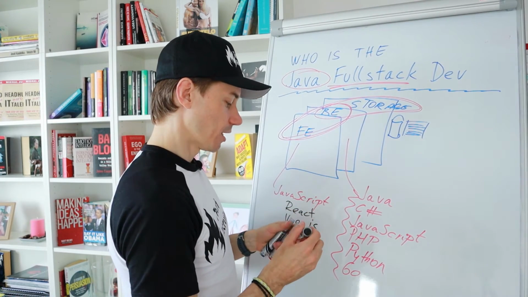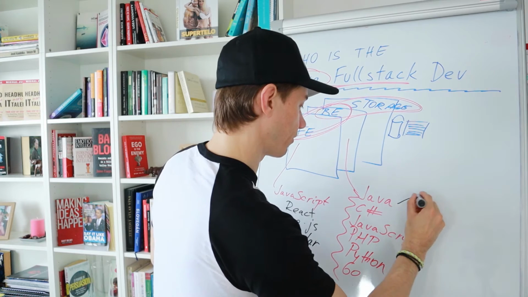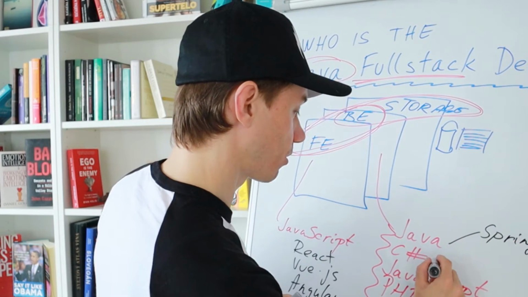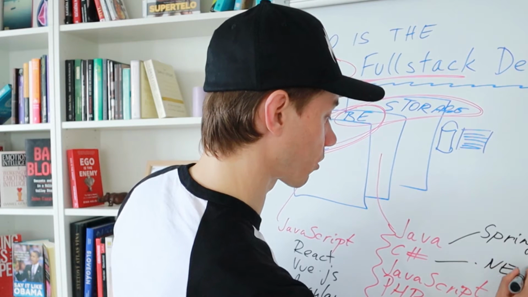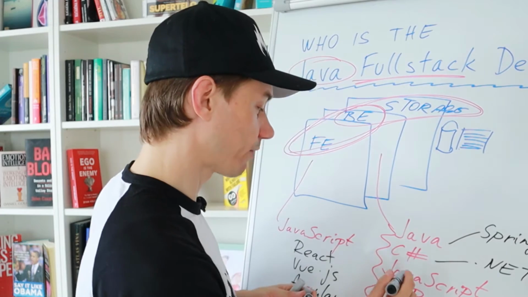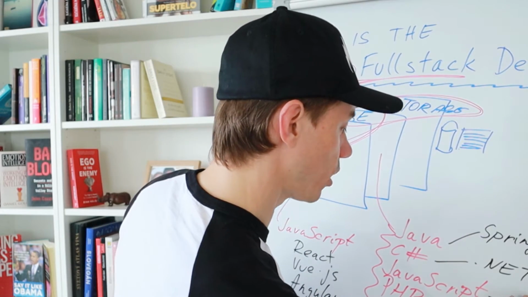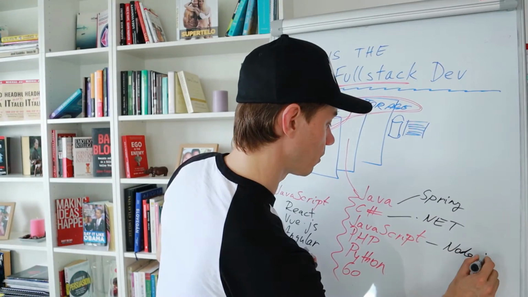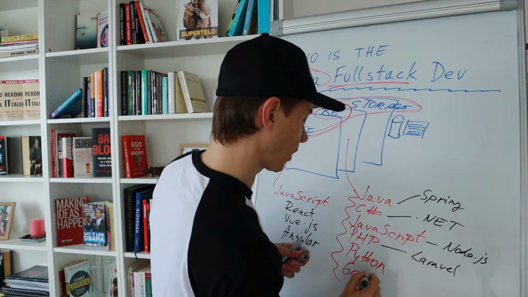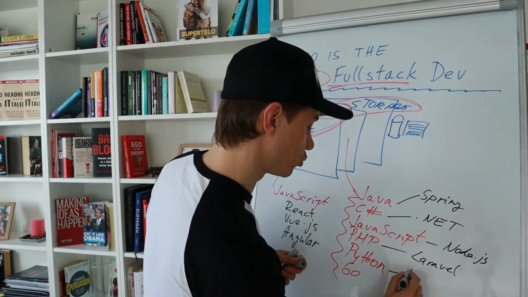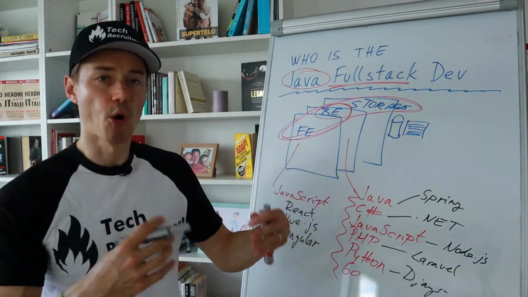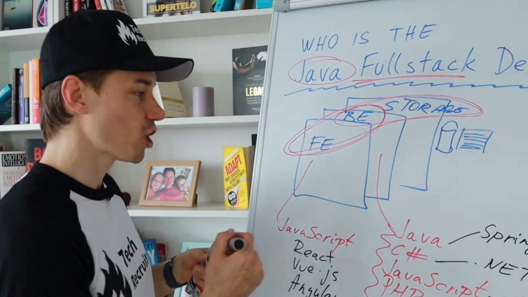So for example, Java would have Spring, C#, .NET framework, or .NET Core. Okay, JavaScript would have Node.js, PHP, for example, Laravel, or Symfony. Okay, Python, Django. Okay, and I could continue on and on, but it's not the point of this video. It's just to focus on Java.